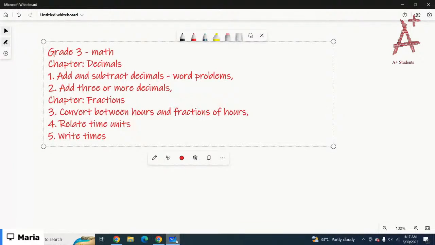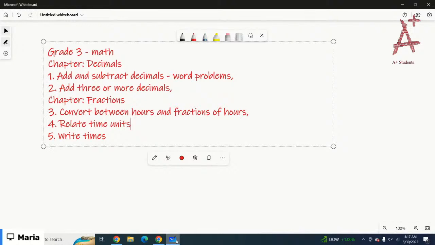So we're going to start with grade 3 maths. You can find all the lessons on aplusstudents.com. You have to log in there using your email address, and the password is provided by the administrator. You have to select math from the subject tab, scroll down to grade 3 and then click on view all lessons. There you can find a list of the chapters.